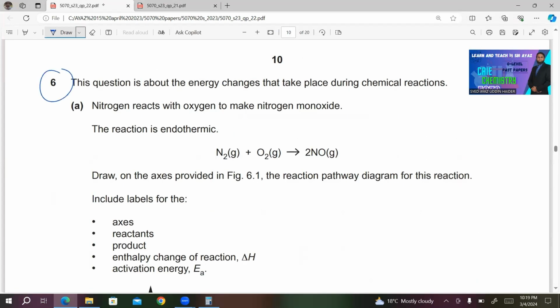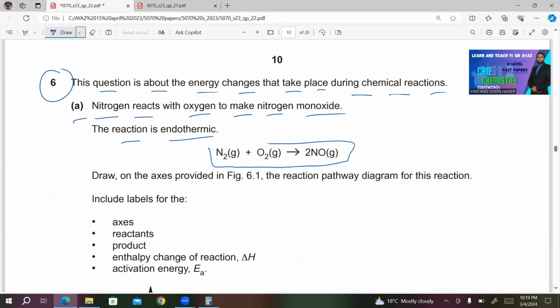Question number 6. This question is about the energy changes that take place during chemical reactions. A. Nitrogen reacts with oxygen to make nitrogen monoxide. The reaction is endothermic. This is the reaction. N2 gas plus O2 gas gives 2NO gas.